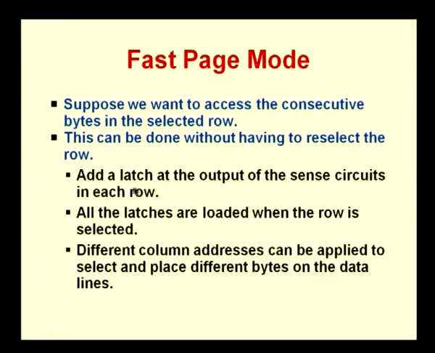What we do is add an additional latch at the output of the sense circuits in each row, and all the latches are loaded when the row is selected. So, different column addresses can be applied, and you will be able to select and place the different bytes on the data lines. These are certain enhancements done to the basic dynamic RAM circuitry in order to get faster access with these dynamic RAM devices.